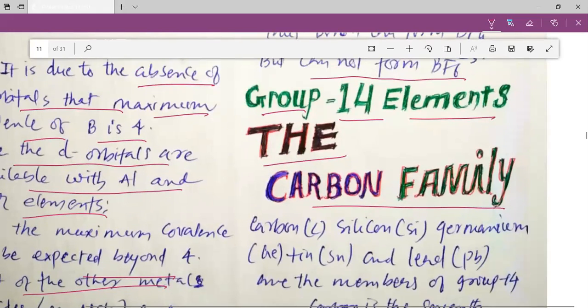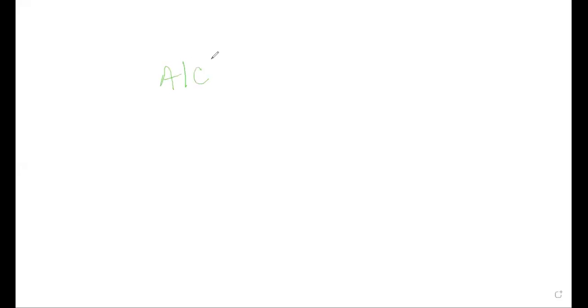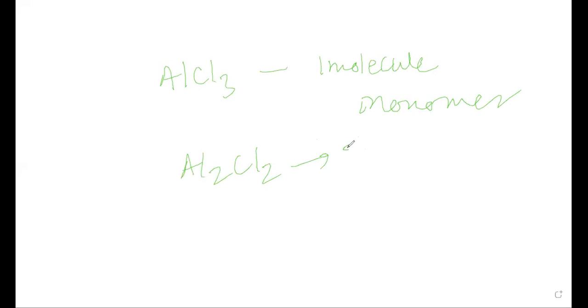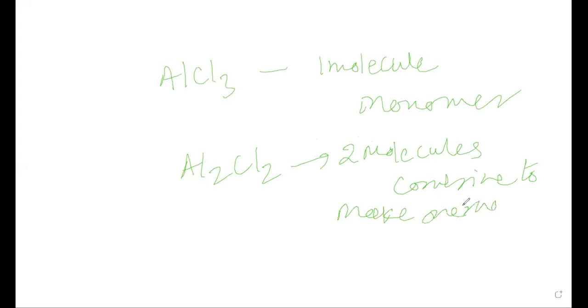See, if we write AlCl3, this is one molecule. So it is known as monomer. But if we write Al2Cl6, two molecules combine to make one molecule. Such one molecule in which two molecules are combined is known as dimer.